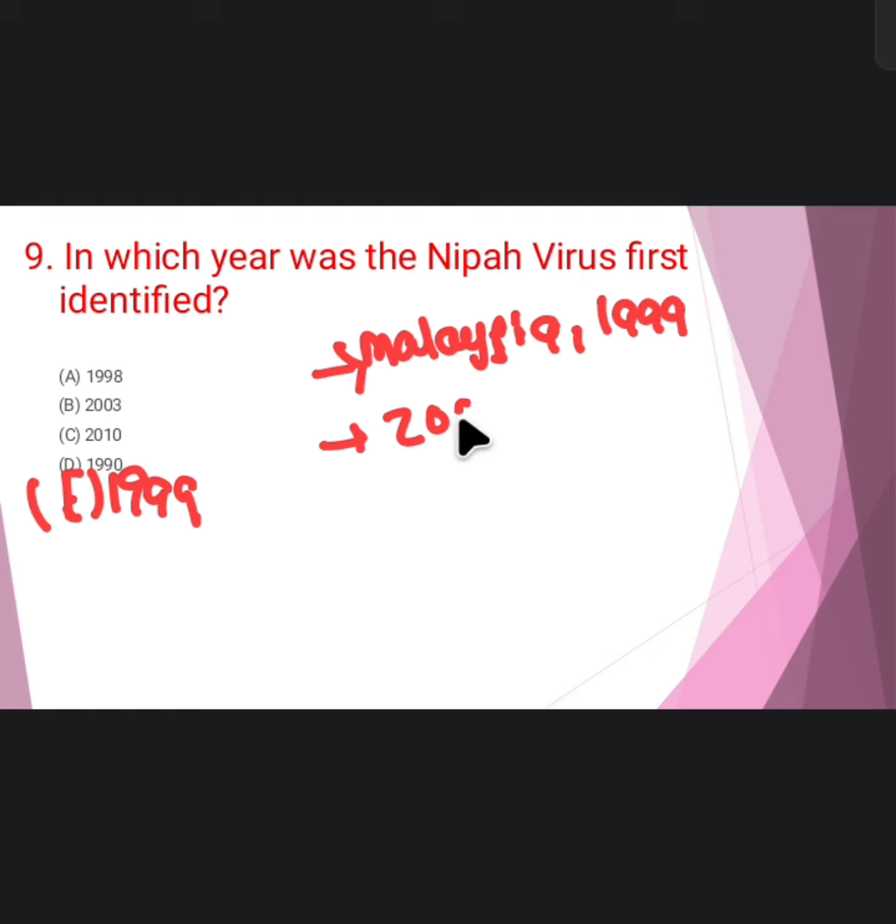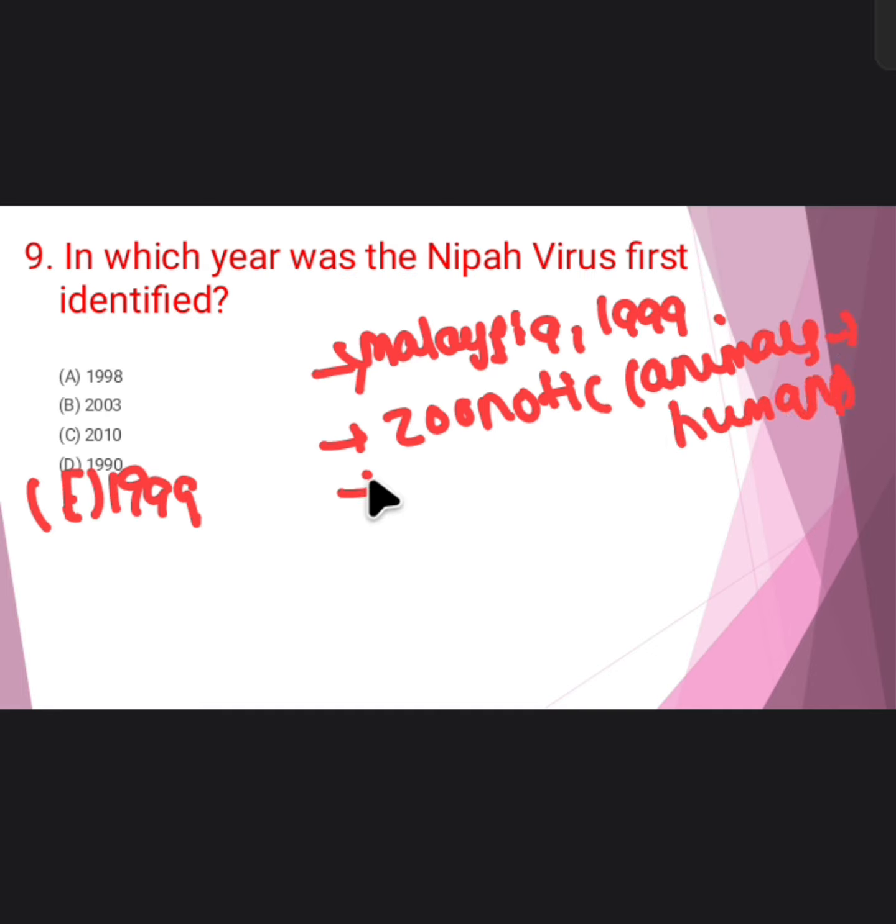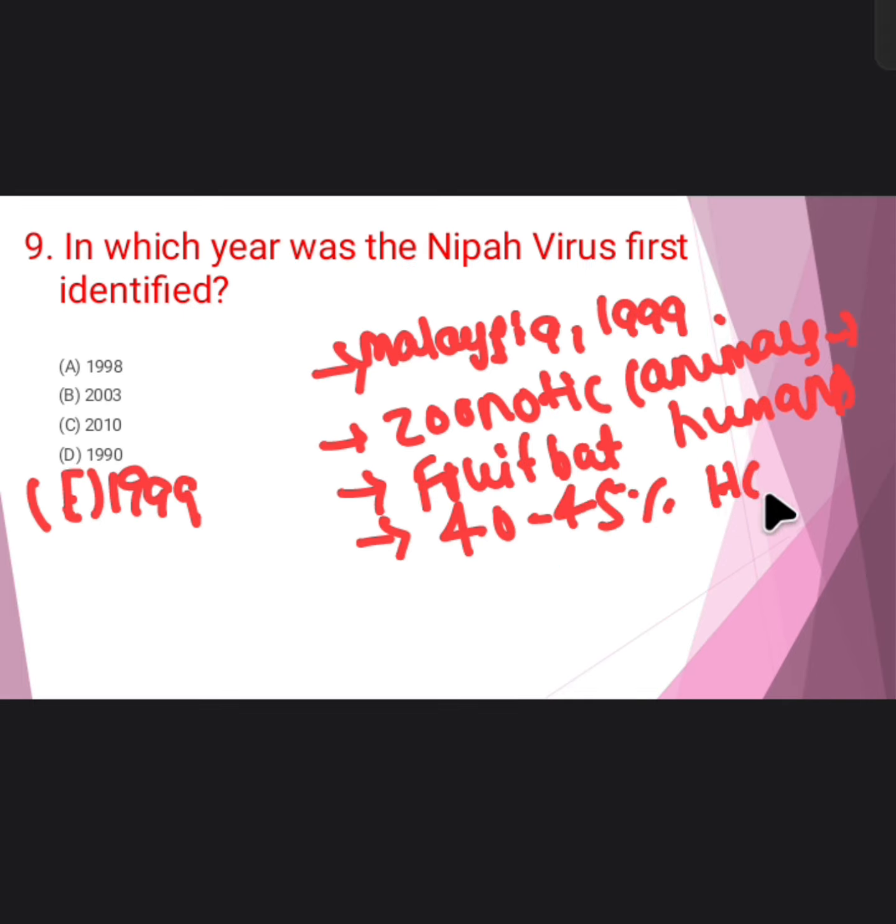This is a zoonotic disease, which means it can be transmitted from animals to humans. Mainly, the Nipah virus is transmitted through fruit bats. The fatality percentage is 40 to 45%, depending upon the health care and the person's personal health history. Based on that, the fatality for this disease can be said.